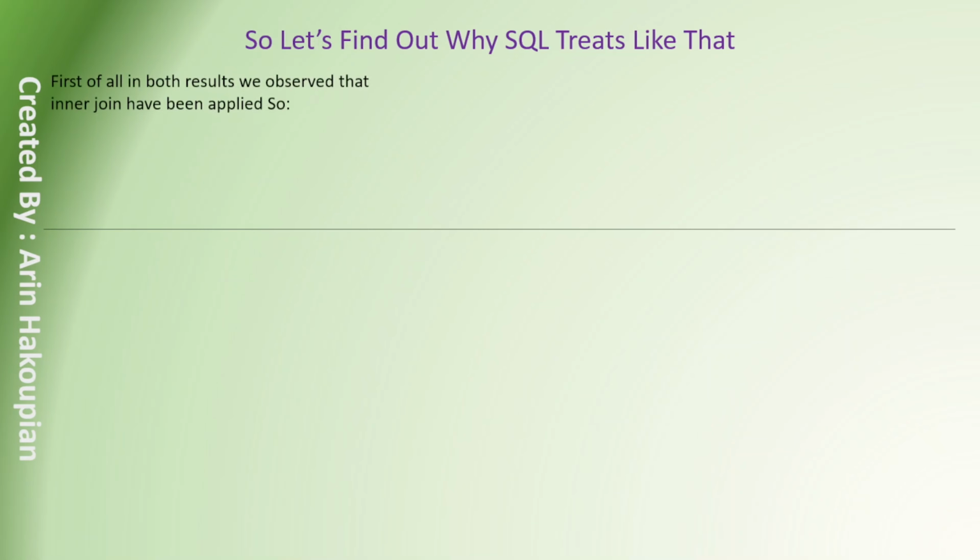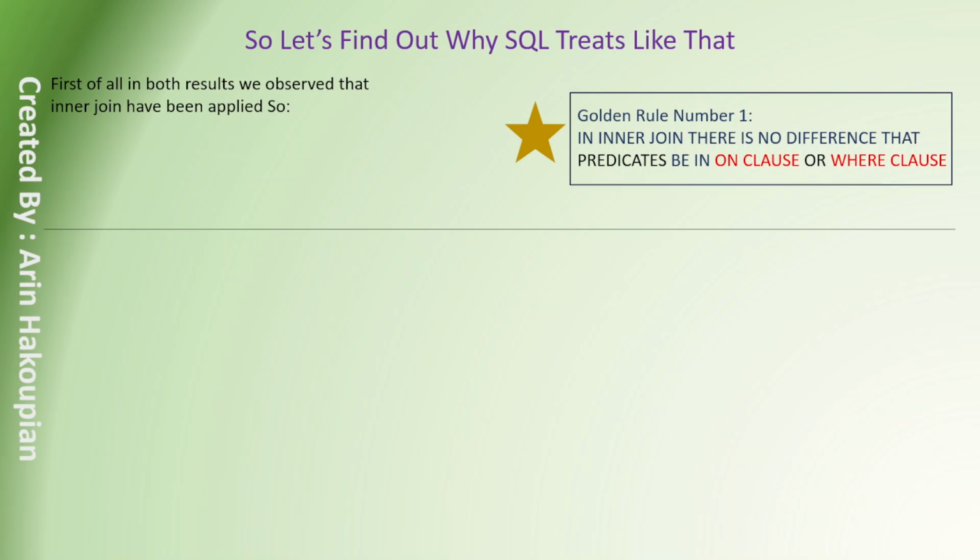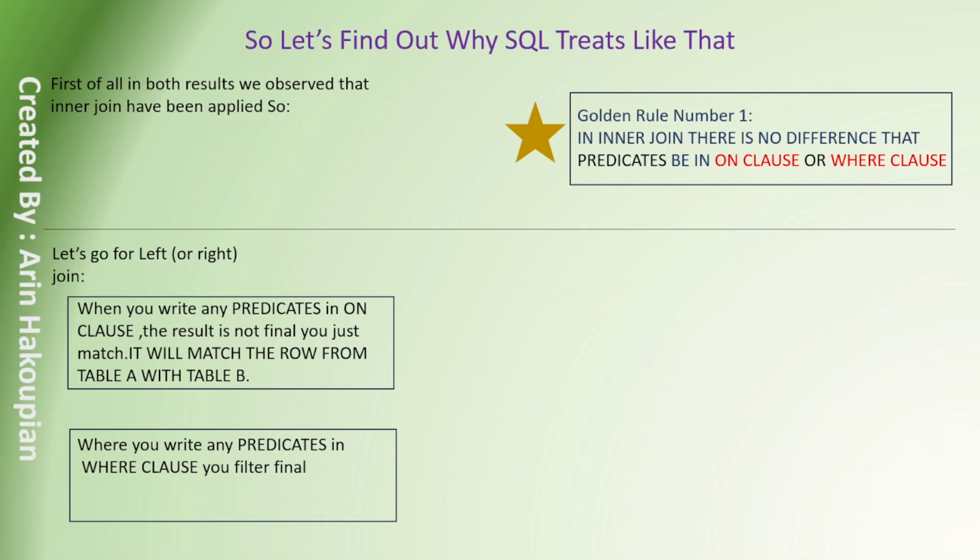Let's find out what the differences are between filtering in the where clause versus the on clause. In the previous slide, we saw that in both queries, inner join is applied. So golden rule number 1: in the inner join, there is no difference between filtering in the on clause versus the where clause. But in outer join, it's completely different. When you write a predicate in the on clause, it's not final filtering. It's kind of a limitation. When you write it in the where clause, it's the final filter for presentation.